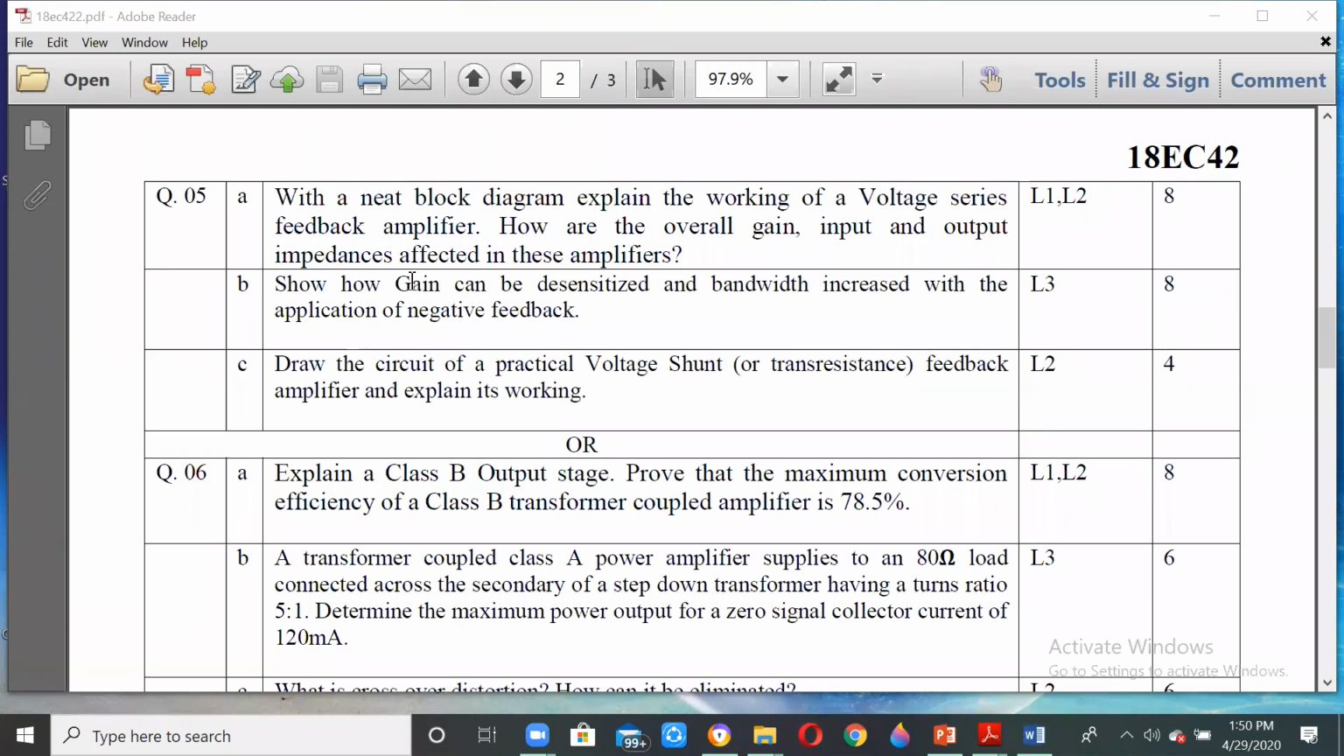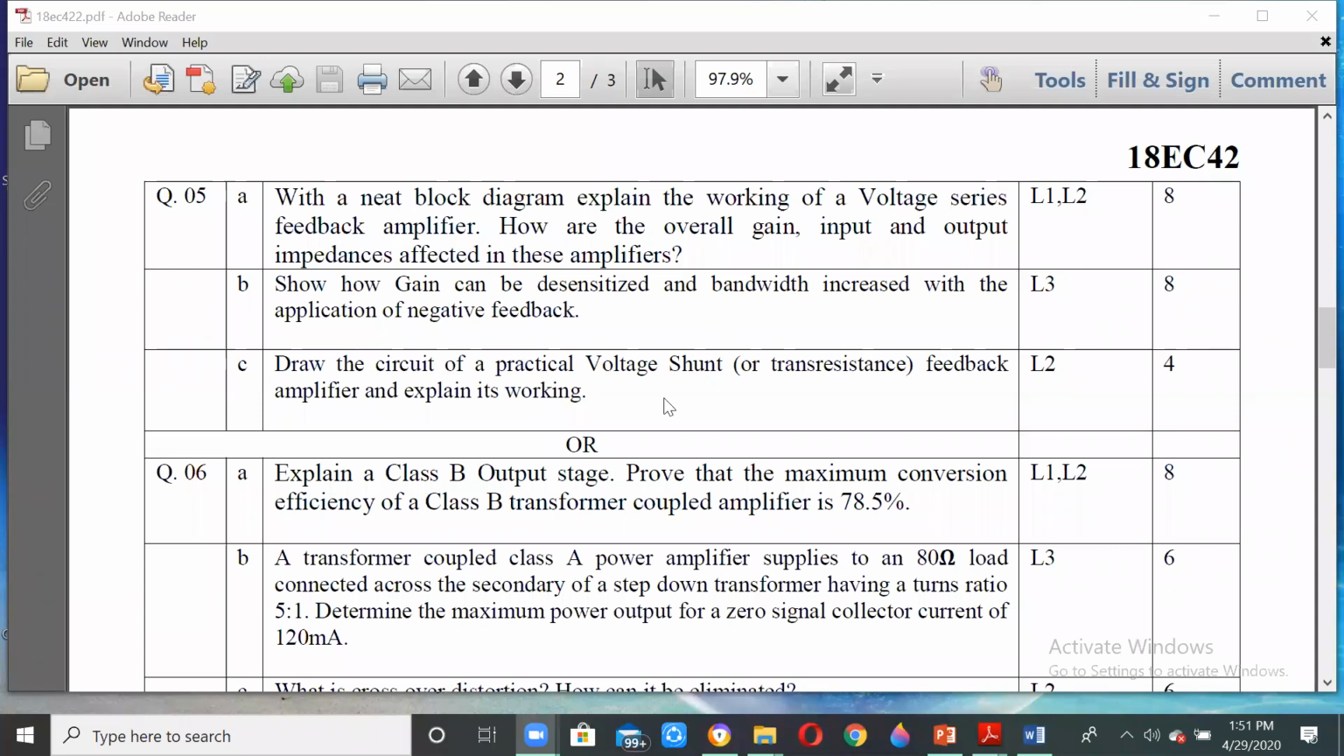Then again here show that how gain can be desensitized and bandwidth increased with this. Gain desensitized will again give us the same value, AF is equal to A by 1 plus A beta, and also the bandwidth will be the normal bandwidth multiplied by 1 plus A beta, which will give you the bandwidth after negative feedback.